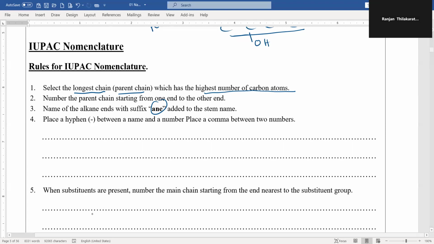Then we can write down the name of the simplest hydrocarbon, CH4. It contains only 1 carbon and it is an alkane. So you get the parent chain as the longest chain. It contains only 1 carbon, so it is obviously 1. Then no other functional group, that is ane. So one carbon is met and you add ane to that. So the name is methane.